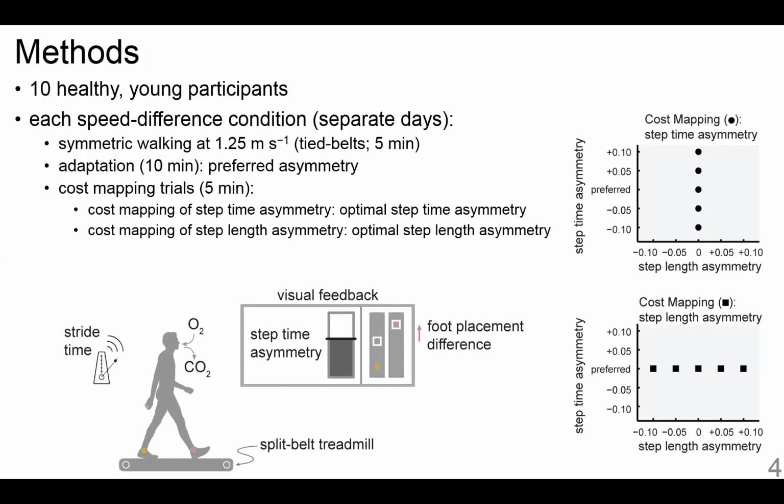In all of the trials, we enforced participants' stride time by the beat of a metronome set to their preferred value in tied belt walking, and we showed visual feedback of step time asymmetry and foot place difference in order to indirectly enforce step length asymmetry. Last, we expressed metabolic cost as the percentage of net metabolic power relative to its value in tied belt walking.